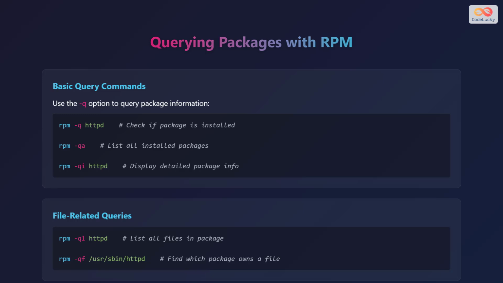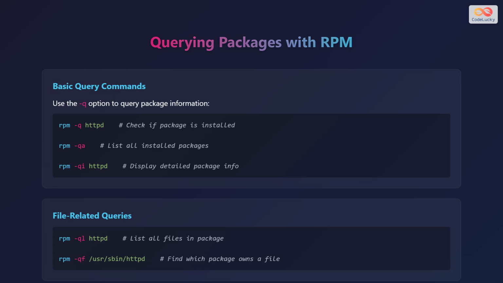Querying packages is a crucial aspect of package management. To check if a package is installed, use the command rpm -q package name. For example, rpm -q httpd will check if the httpd package is installed. To list all installed packages, use rpm -qa. For detailed information about a specific package, type rpm -qi package name. For example, rpm -qi httpd.